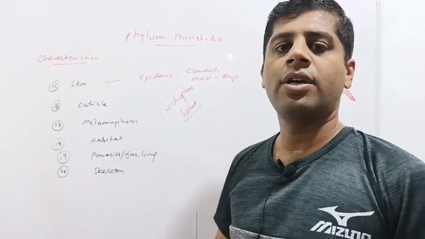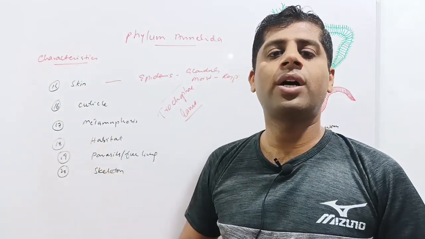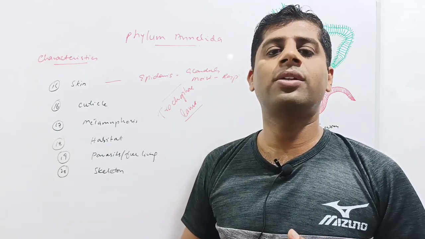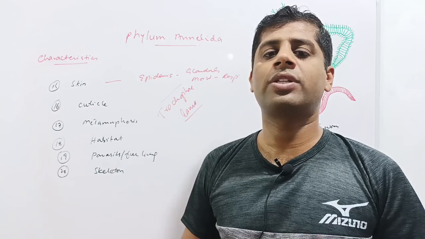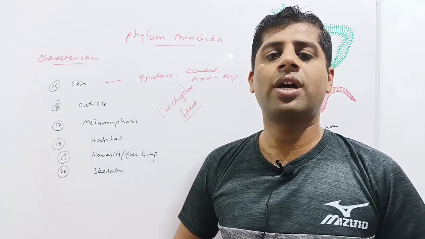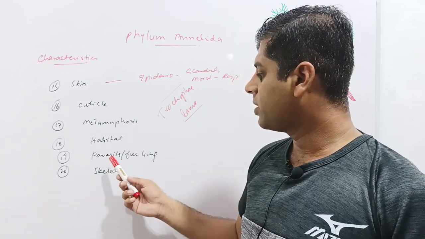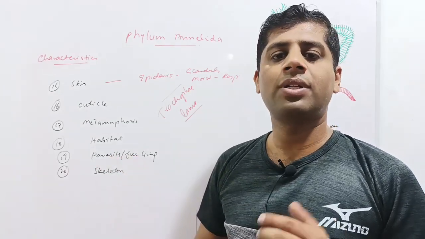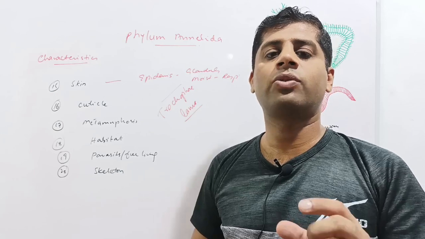Next is the habitat. These annelids are found in all types of habitat, for example in the damp soil like earthworm, in the freshwater like leech, and in the marine environment, for example the Nereis. So these are present in all types of habitats. Some are free living, for example the earthworm, while others are parasite, for example the leech. Leech is parasite and earthworm is free living.